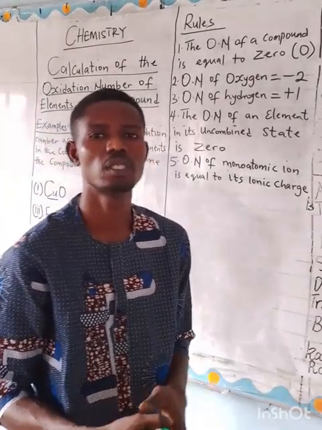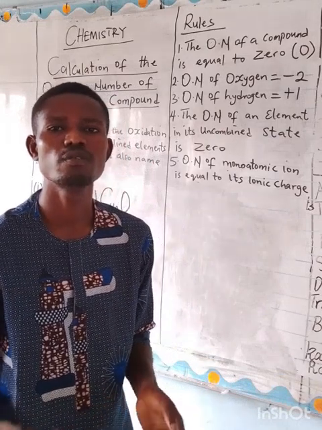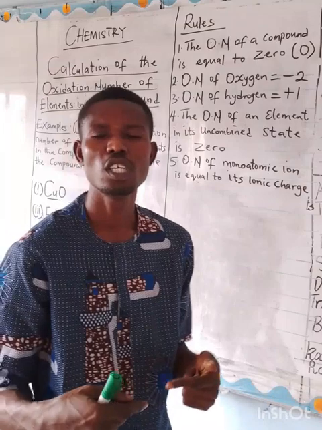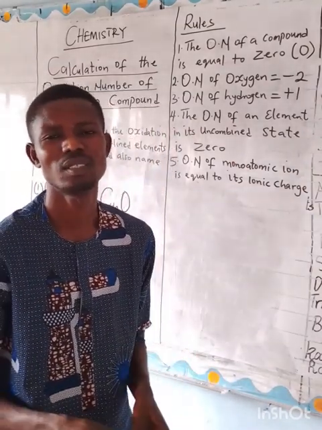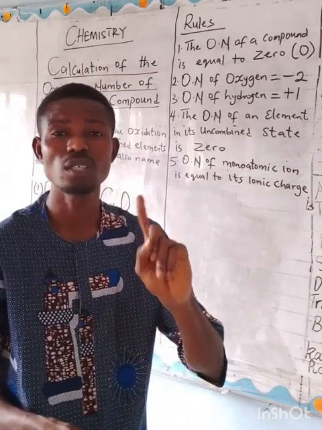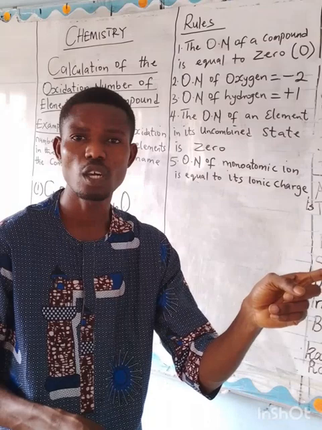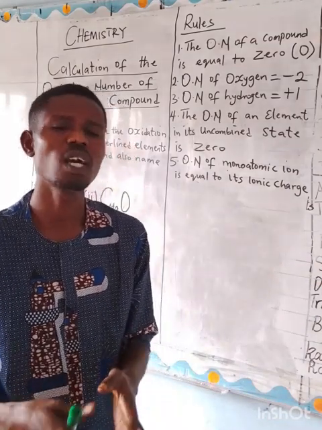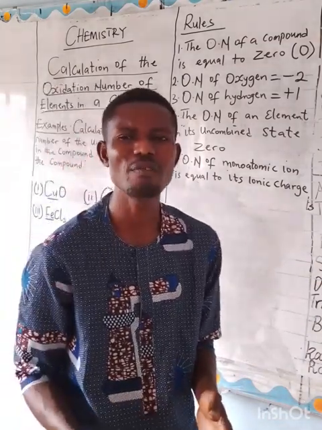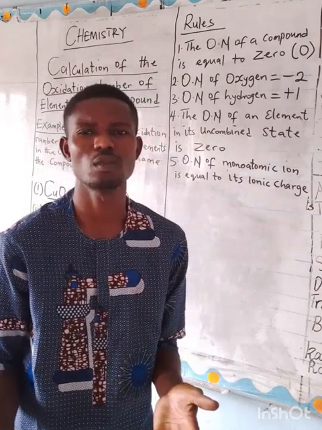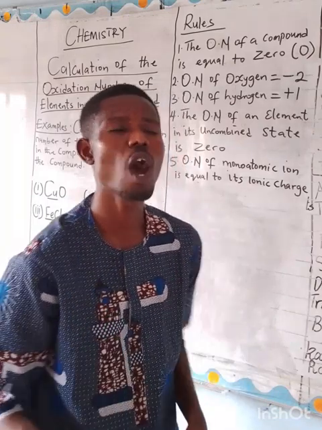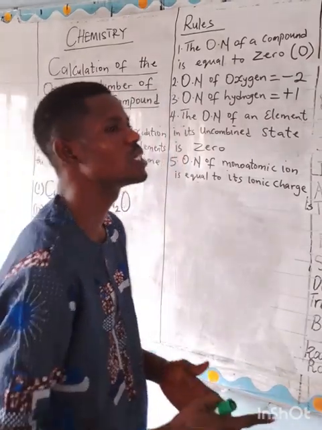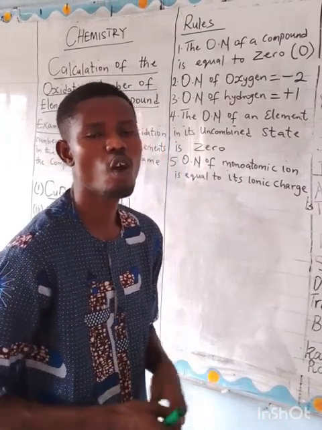a compound, you need to first of all know the oxidation number of the metal, most especially transition metals, or some special elements that have variable oxidation states when they are combining in a compound. So it's very important for you to know how to calculate the oxidation number of these elements.